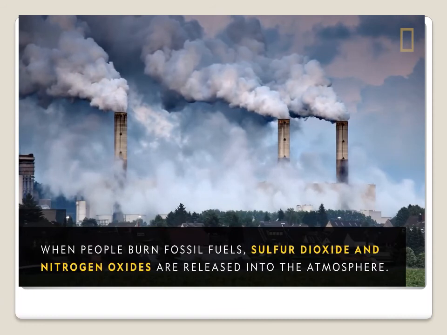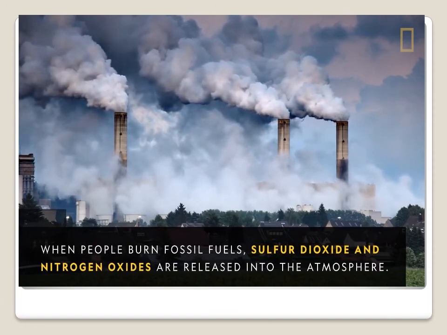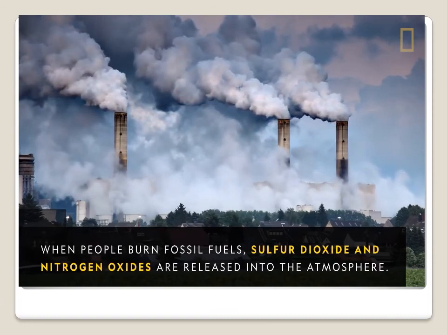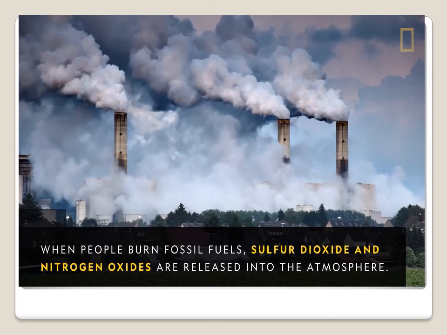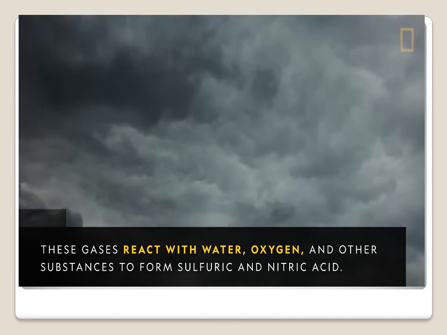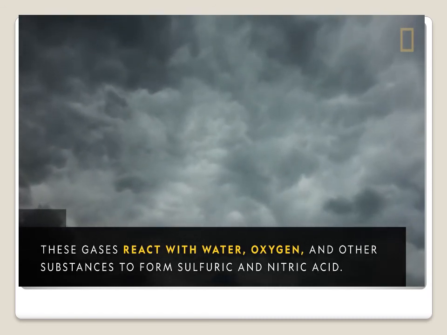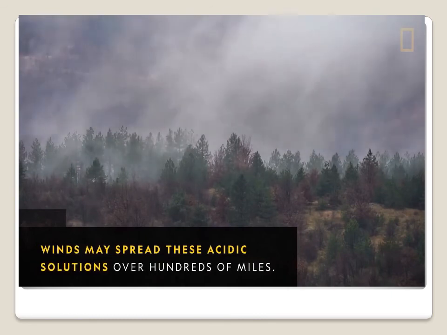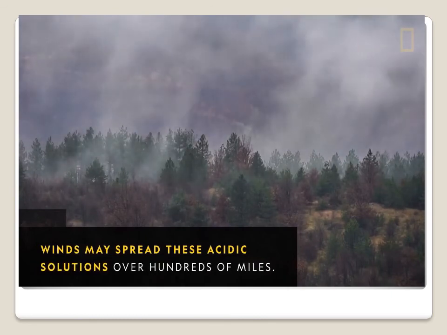When people burn fossil fuels, sulfur dioxide and nitrogen oxides are released into the atmosphere. These gases react with water, oxygen, and other substances to form sulfuric and nitric acid. Winds may spread these acidic solutions over hundreds of miles.